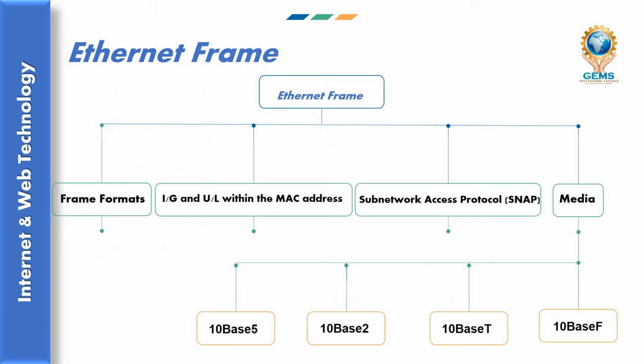Now we will see the Ethernet frame format. The Ethernet frame contains different subformats. First we will see the frame format and the IG and UL bits within the MAC address, and the subnetwork address protocol, SNAP, and media. Media is nothing but the Ethernet versions, that is 10Base5, 10Base2, 10BaseT and 10BaseF. So we will see the frame format.